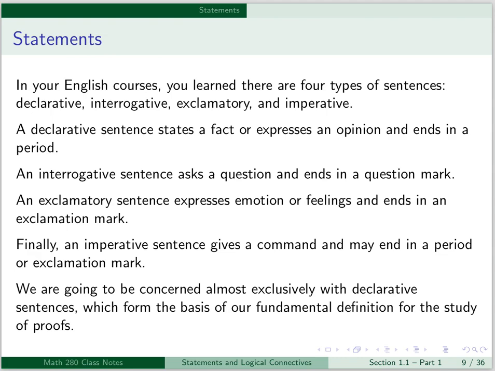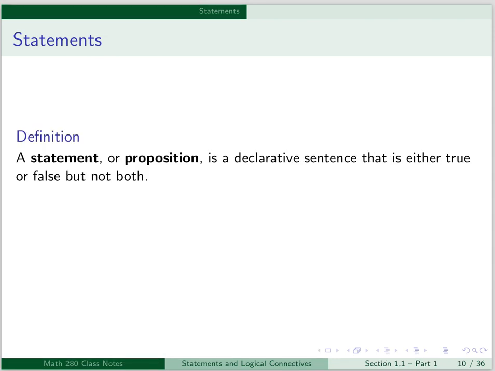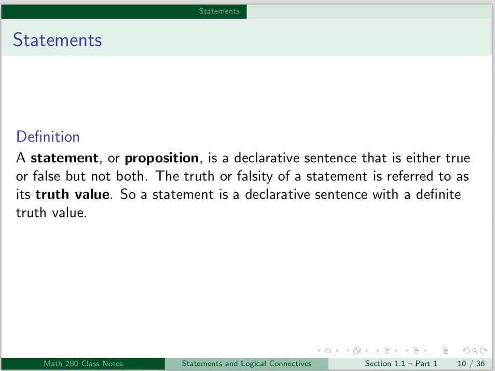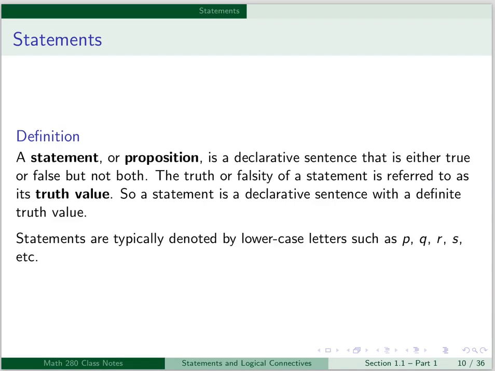We're going to be concerned almost exclusively with declarative sentences, which form the basis of our fundamental definition for the study of proofs. So we're going to define a statement or proposition to be a declarative sentence that is either true or false, but not both. The truth or falsity of a statement is referred to as its truth value. So a statement is a declarative sentence with a definite truth value. Statements are typically denoted by lowercase letters such as P, Q, R, S, etc.